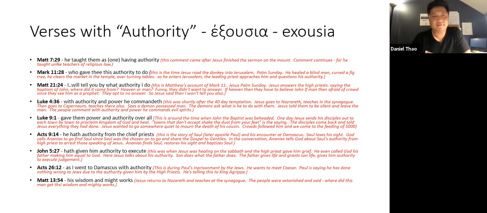And the last one's Matthew 13:54. This is just his wisdom, mighty works. Jesus returns to Nazareth and does the same thing as he does, teaching at synagogues. And the people were astonished at where he got his wisdom and mighty works.